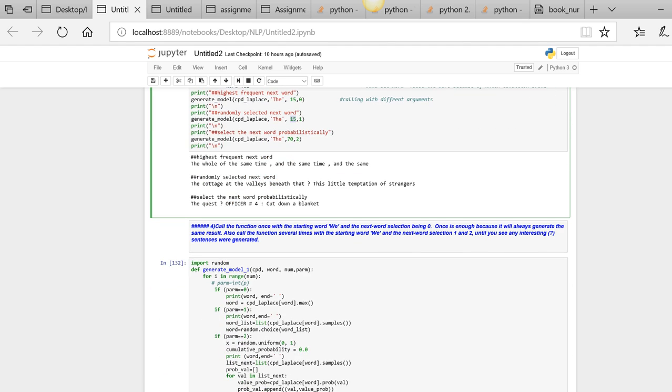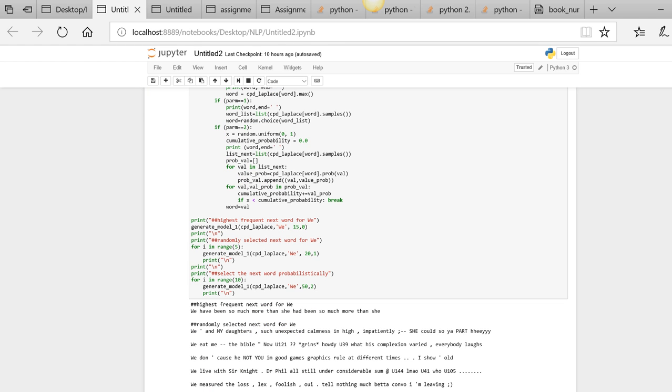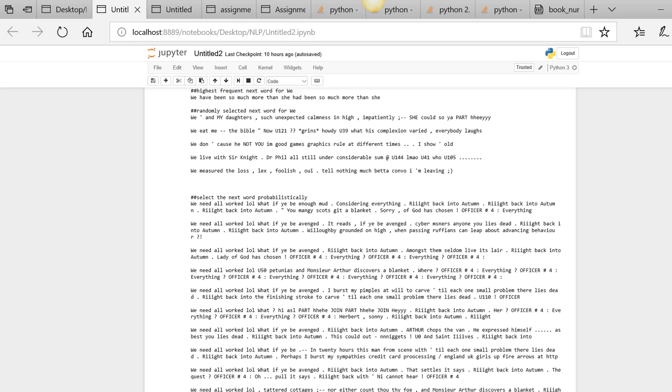So this was the output that was generated using this. And then for the last question, we were asked to do the same thing but with V. For highest frequency, it would be the same output, so I didn't loop. For the random next word, I looped it 5 times, and for selecting the next word probabilistically, I looped this too. The logic is the same, but it wouldn't break out of the loop if there is a full stop. And this is the final output.